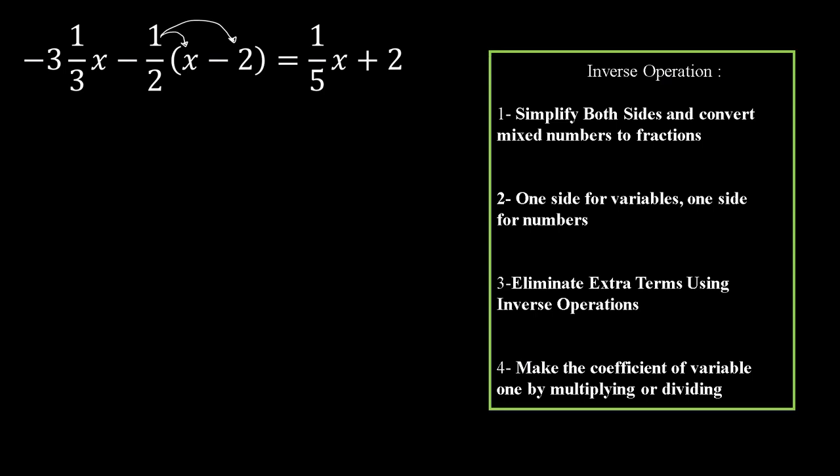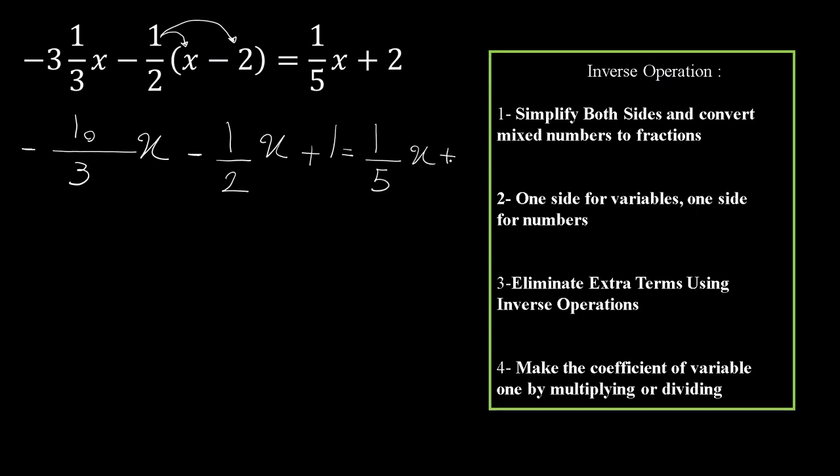Okay, let's simplify each of them. For the first one, we convert it to fraction. As I told you, 3 must be multiplied to 3 plus 1. So the answer is gonna be 10 over 3 multiplied by x. Now multiply this fraction to this parenthesis. Minus 1 over 2 x, minus 1 over 2 multiplied by minus 2, it will be positive 1, is equal to 1 over 5 x plus 2.